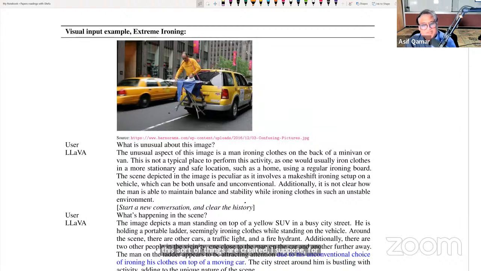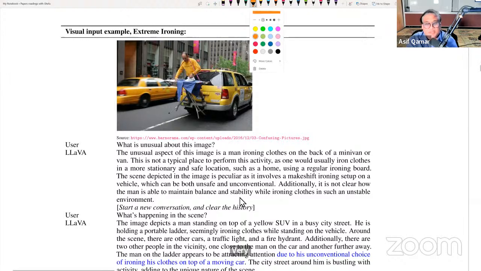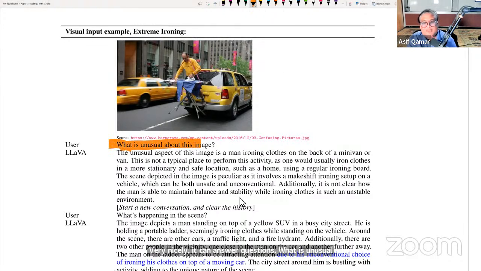What is unusual? The user can now ask this question. So you notice that it responds very nicely. It can answer questions. What is unusual about this image? Now, you're not saying, what is this image? Observe that it's a very different level of question that you can answer. Right? You are saying, what is unusual about this image? And it says the unusual aspect of this image is a man ironing clothes on the back of a minivan or van.